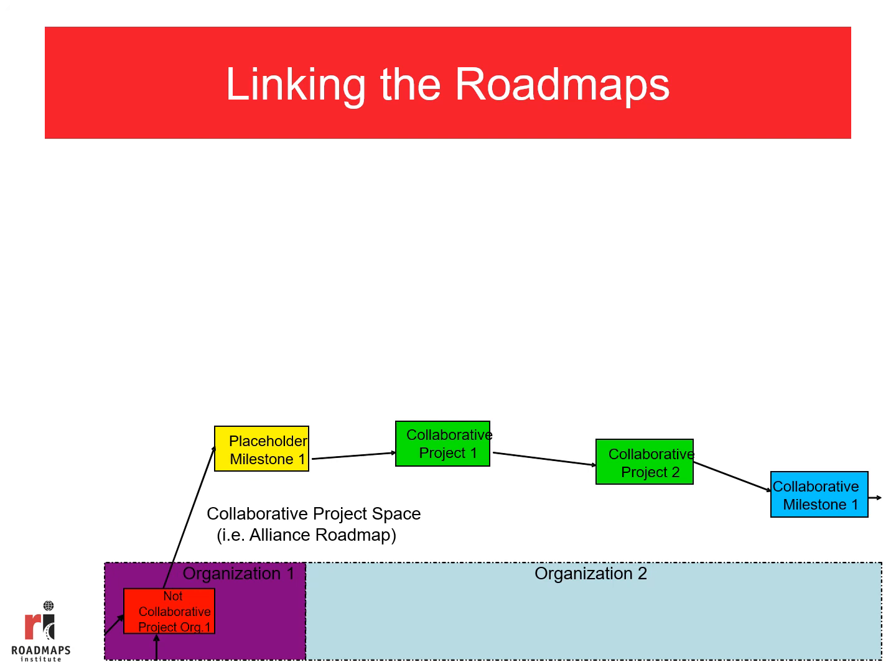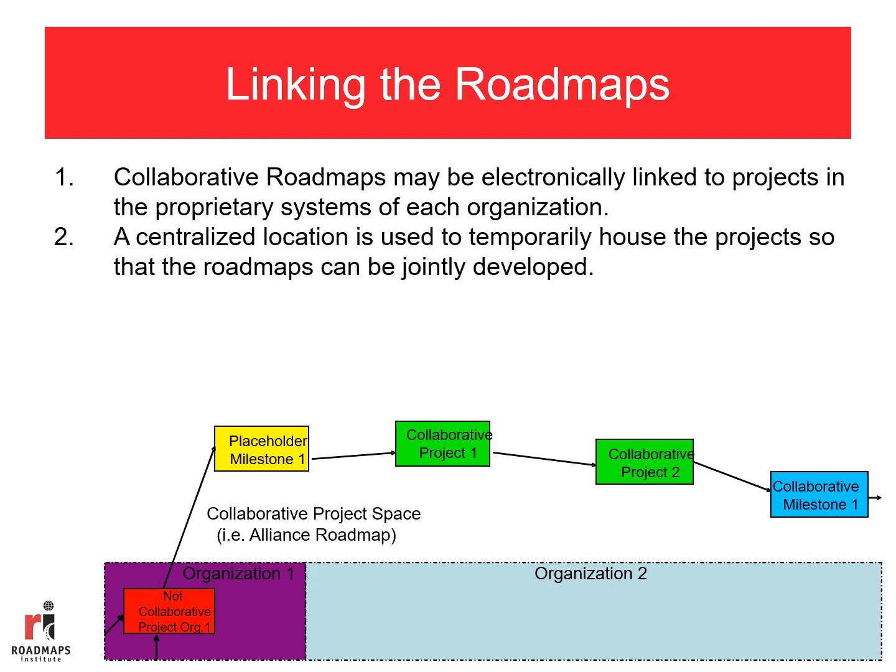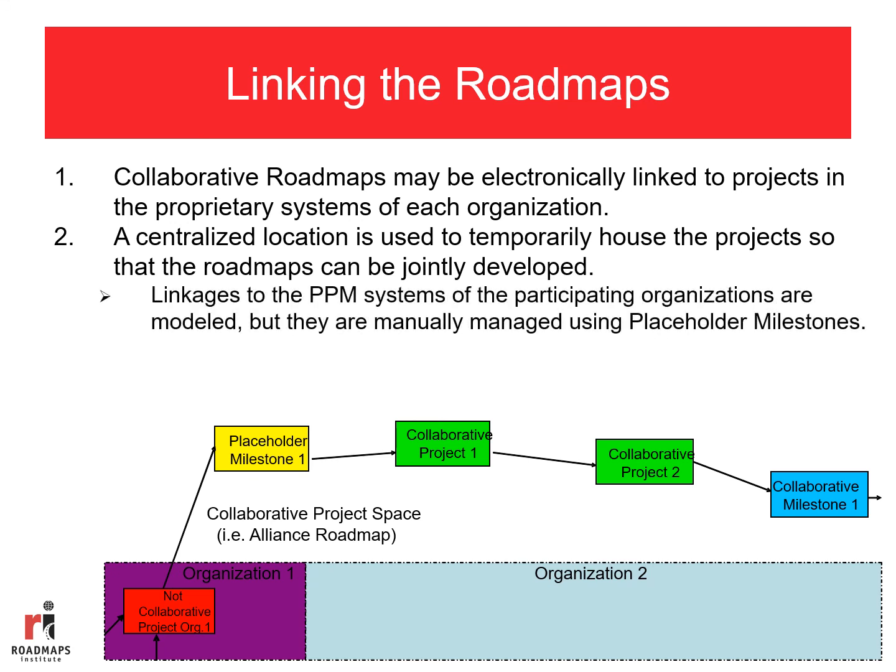The next step is to link the roadmaps together. Collaborative roadmaps may be electronically linked to projects in the proprietary systems of each organization. In other words, once again, we will have an Alliance roadmap that will be developed that everybody can see, but yet these projects will be linked into projects actually occurring within the organization's own project portfolio management system. So a centralized location is used to temporarily house the projects so that the roadmaps can be jointly developed. These linkages then to the project portfolio management systems of the participating organizations are modeled, but they are manually managed using placeholder milestones.